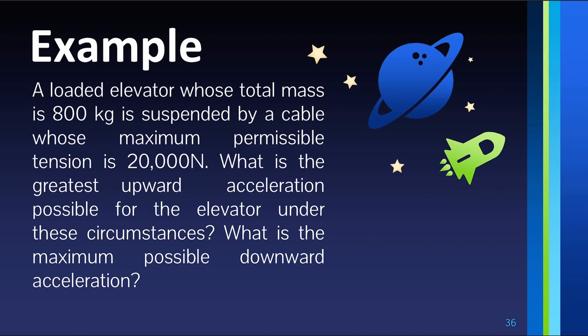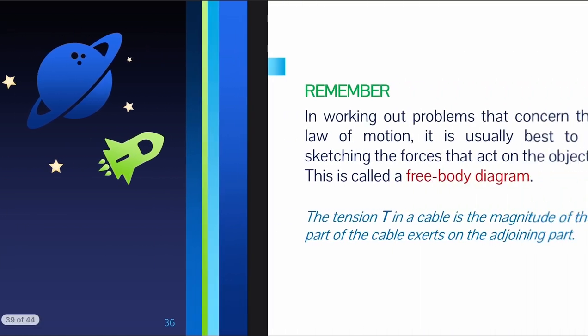a problem involving weight. A loaded elevator whose total mass is 800 kilograms is suspended by a cable whose maximum permissible tension is 20,000 newtons. What is the greatest upward acceleration possible for the elevator under these circumstances? And what's the maximum possible downward acceleration? So, this case involves tension.